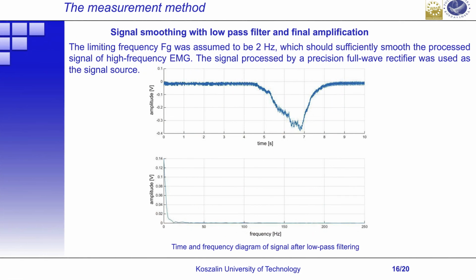The limiting frequency was assumed to be 2 Hz, which should sufficiently smooth the processed high-frequency EMG signal. A test was performed using such a designed filter to check its filtering capabilities. The signal processed by a precision full-wave rectifier was used as the signal source. The resulting signal is significantly smoothed, but it is inverted and has too low an amplitude to be processed freely by the microcontroller.